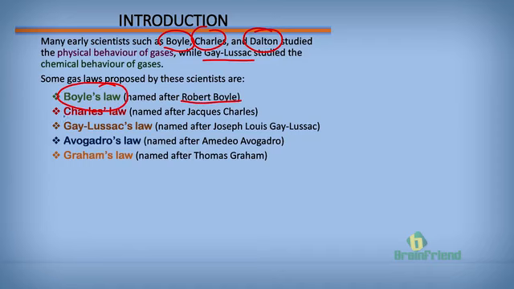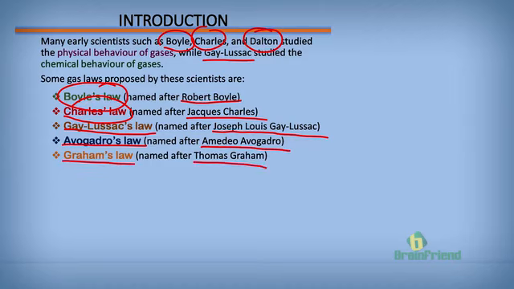Then we have Charles' law, named after Jacques Charles. We have Gay-Lussac's law, named after Joseph Louis Gay-Lussac. We have Avogadro's law, named after Amedeo Avogadro. Then we have Graham's law, named after Thomas Graham. For this lesson, we'll be looking at the first two laws, okay? Then the rest we'll look at in our next lesson.